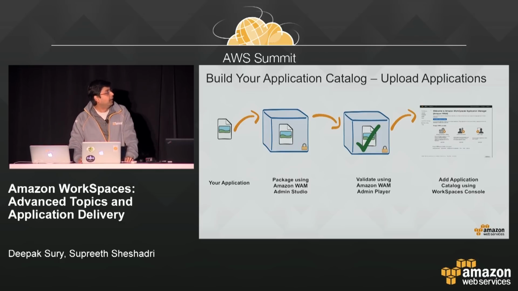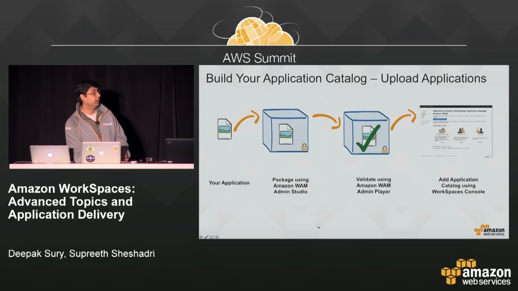The second model in which you can build your application catalog is when you, as a company, have a lot of line of business apps or apps for which you already have existing licenses. We offer a very simple 3-step model to import your applications into your catalog. First, we allow you to launch an EC2 instance with Amazon WAM's Admin Studio. This studio allows you to import your application installer, run through a packaging process, and create a container. Then you launch an EC2 instance using Amazon WAM Admin Player, which gives you the option to test these containers and qualify them for your organization's needs. And once it's done, you add your application to the catalog using the Workspaces console. This way you can easily qualify your applications and assign them to your users once you have certified them.